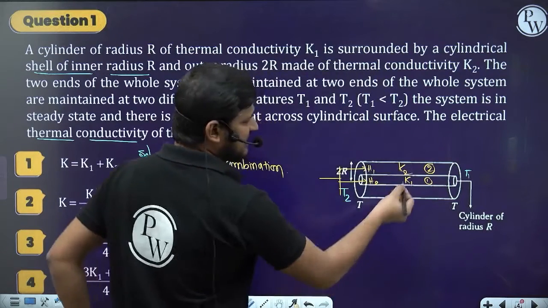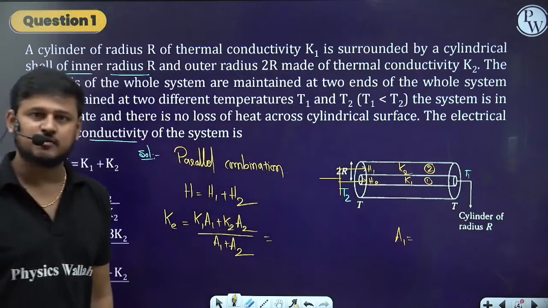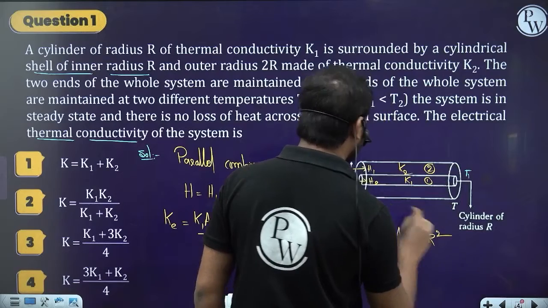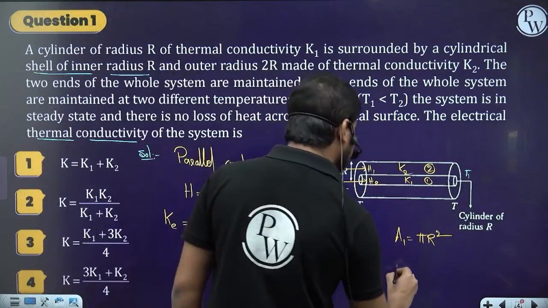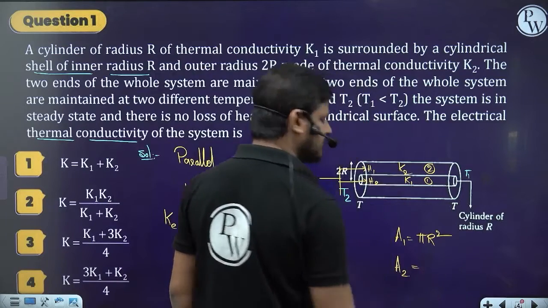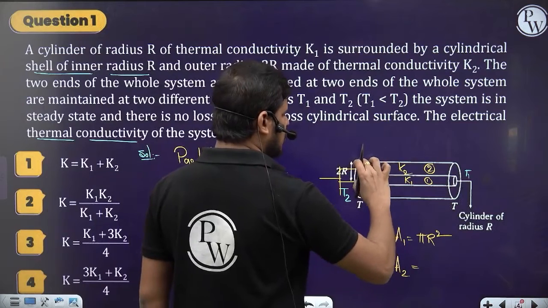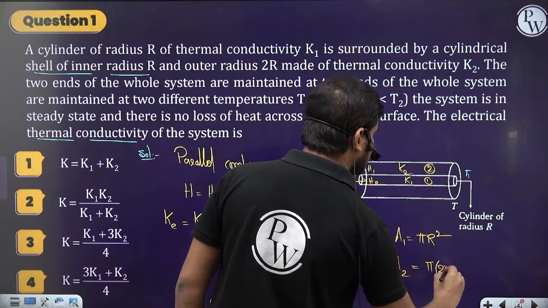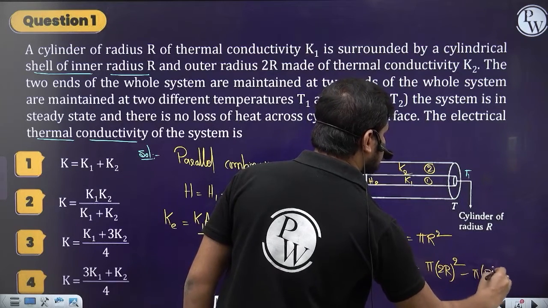Let's say for the inner one, what's the radius of the inner one? I can write the area as pi r square. But now find the area of the second one. This is important. It's the total area minus the inner one, pi into 2r whole square minus pi r square.